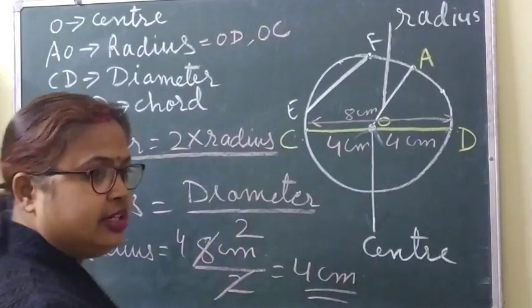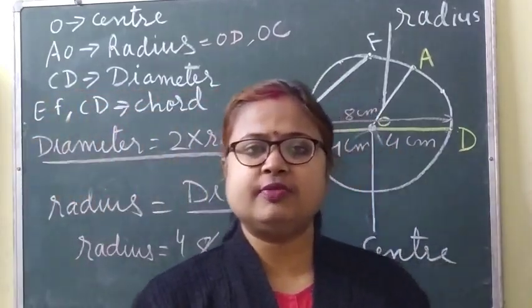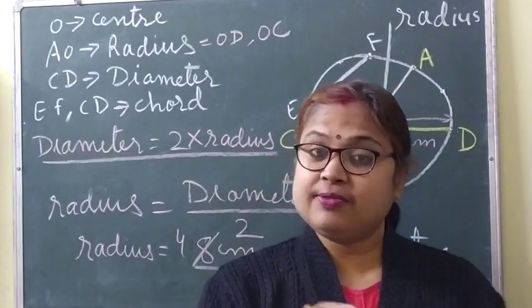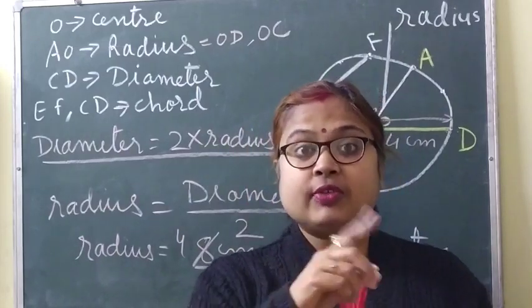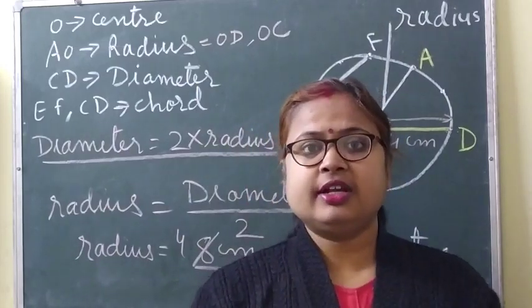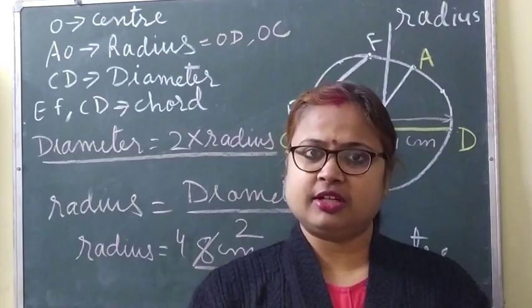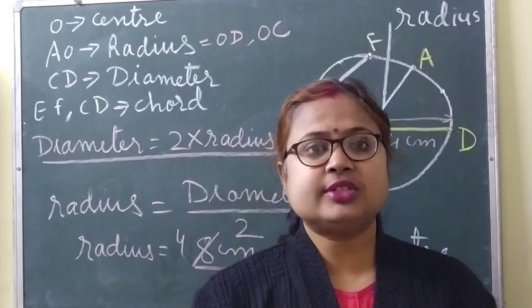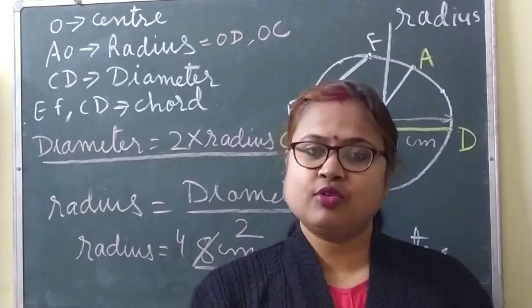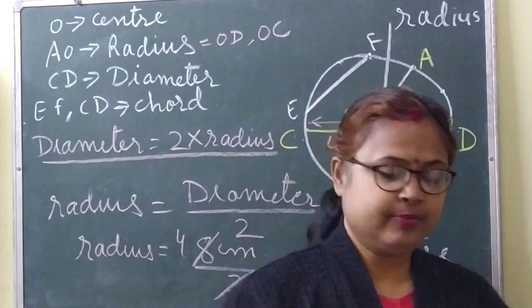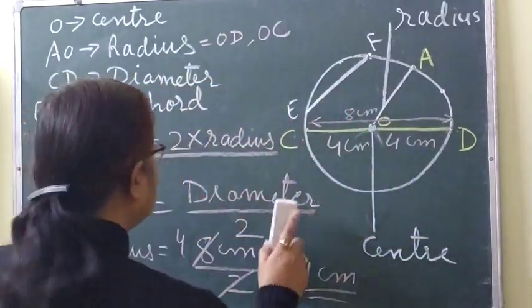Diameter is equal to twice the radius. So if radius is 4 centimeter, diameter will be 8 centimeter. If radius is 3 centimeter, then diameter will be 6 centimeter. If radius is 2 centimeter, what will be the diameter? 4 centimeter. Just double. Okay.